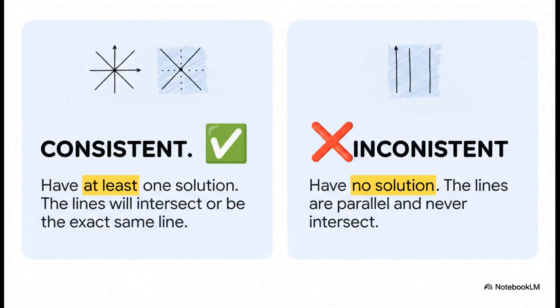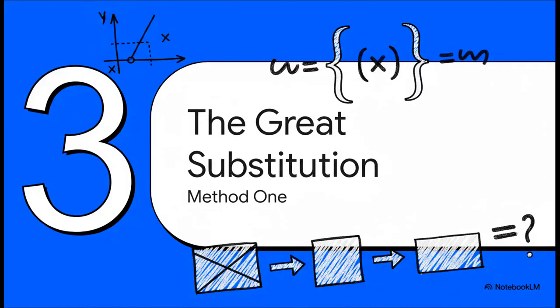And mathematicians have official names for these things. If a system has at least one solution, whether it's that single point or the infinite line, we call it a consistent system. But if there's no solution at all, like those parallel lines that will never meet, we call that system inconsistent. Okay, drawing lines on a graph is great for understanding the idea, but for getting a really precise answer, we need algebra.